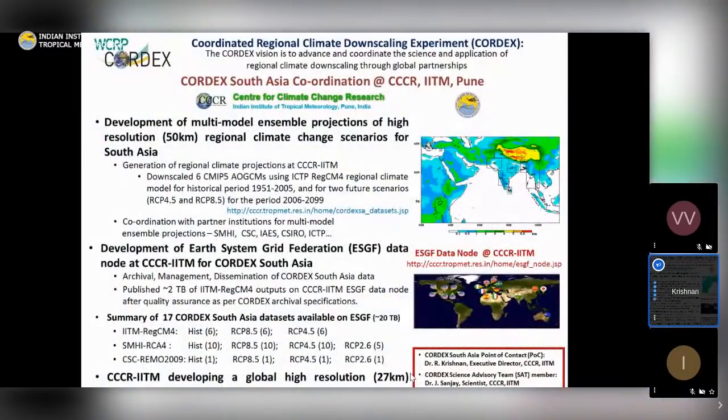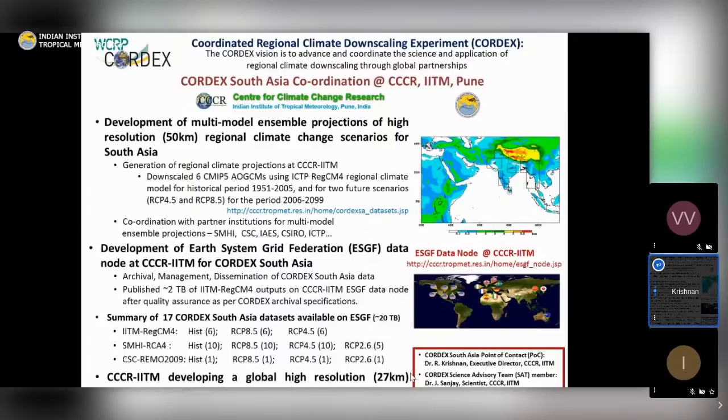And the other aspect is the CORDEX, the Coordinated Regional Downscaling Experiment, where we have developed ensemble projections at 50 kilometer resolution of the regional climate scenarios for the future. And this is also used in our assessment report, this CORDEX data sets. And this data is being distributed through what is known as the Earth System Grid Federation node.